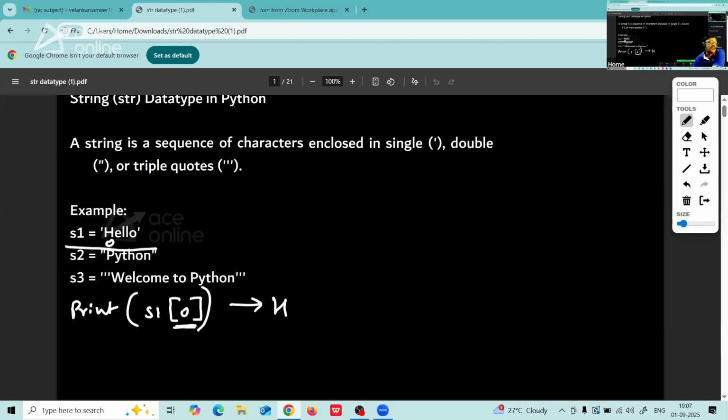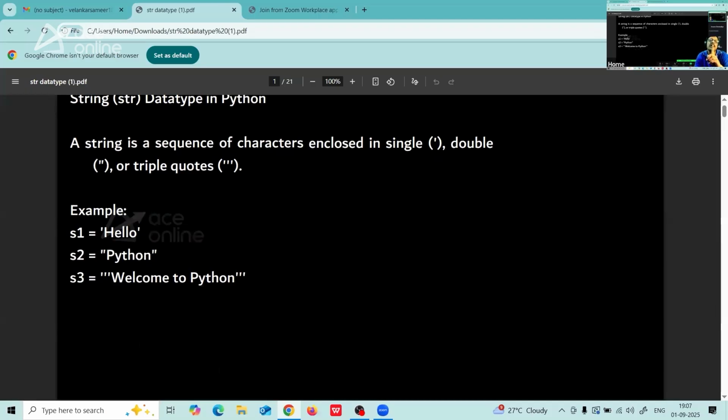Okay. Similarly, if you write print S square bracket -1, suppose, then it will print O, because last letter O has negative index -1. You can then print any character like that by giving index. This is what we saw.